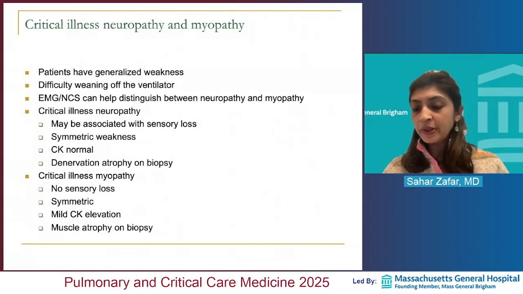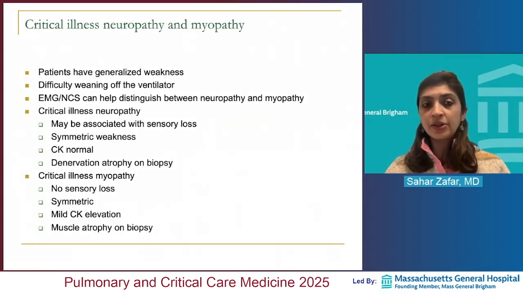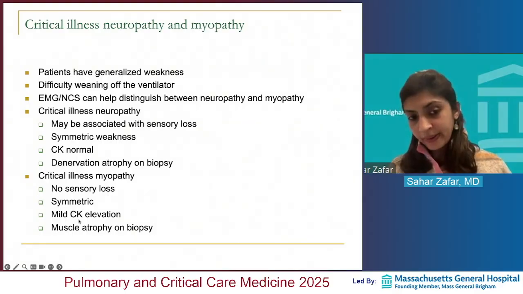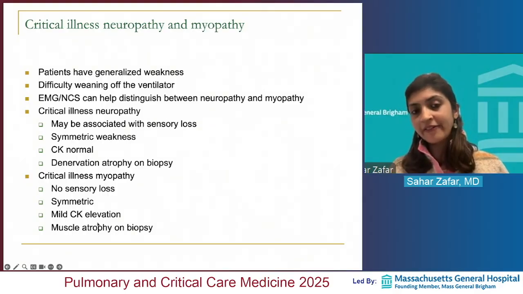Other disorders of movement include critical illness neuropathy and myopathy. Typically, these are recognized when patients have generalized weakness and difficulty weaning off the ventilator. EMG and nerve conduction studies can help distinguish between the two. A key feature is that critical illness neuropathy may also have sensory symptoms. Typically, CK is normal. Myopathy is only motor. They may have CK elevations and no sensory findings.